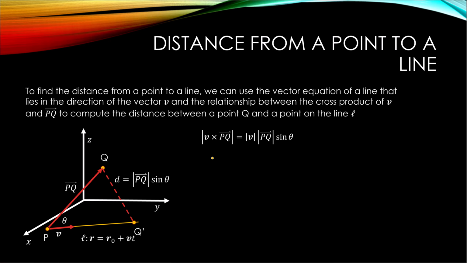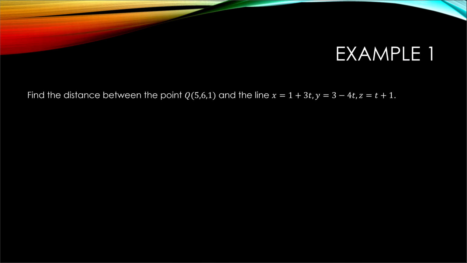So that my magnitude of my cross product is equal to magnitude of V times the product of the magnitude of PQ and sine theta, but the magnitude of PQ and sine theta is D. So we plug in D, then we divide through by the magnitude of V, and I find that the distance between a point in space and a line that is in the direction of a vector v can be expressed as the magnitude of the cross product of v and pq divided by the magnitude of v. So let's work an example.